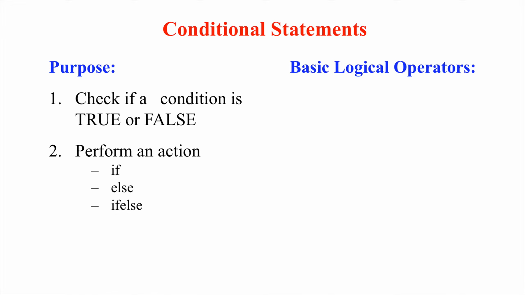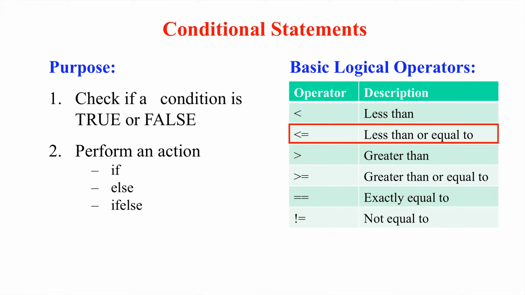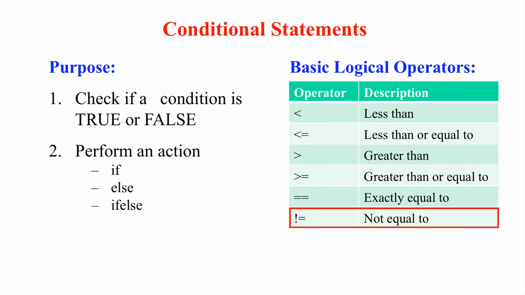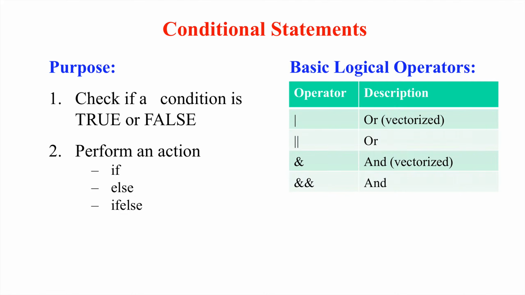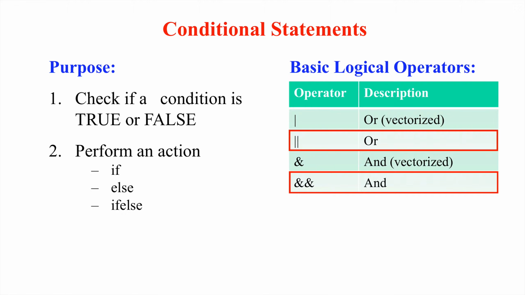Now, what conditions will we be checking? Well, most often, we would be checking if one term is less than or equal to, greater than or equal to, exactly equal to, or not equal to another term. If we have two or more conditions, we can specify or and as well. Now, in both cases, specifying one symbol returns a vectorized answer, whereas specifying two symbols cannot return a vectorized answer. The condition is only applied to the first element of a given vector.